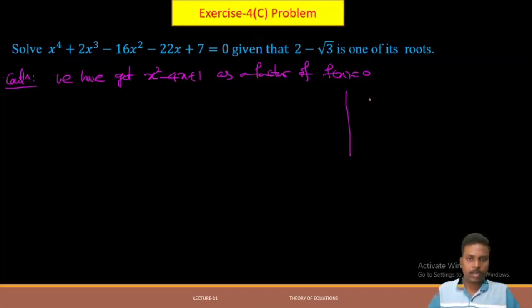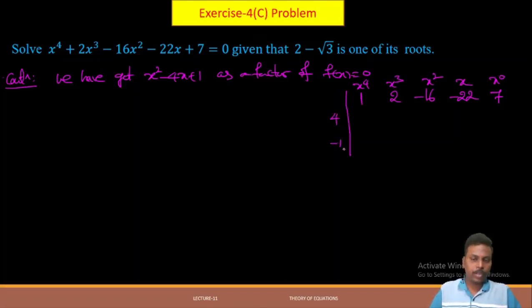Let me draw a vertical line and write the coefficients. 1, 2, minus 16, minus 22 and 7. So this is x to the power 4 coefficient, this is x cube coefficient, this is x square coefficient, this is x coefficient, and this is x to the power 0 coefficient. Let me write the pq values. P value is 4 and q value is -1 here.